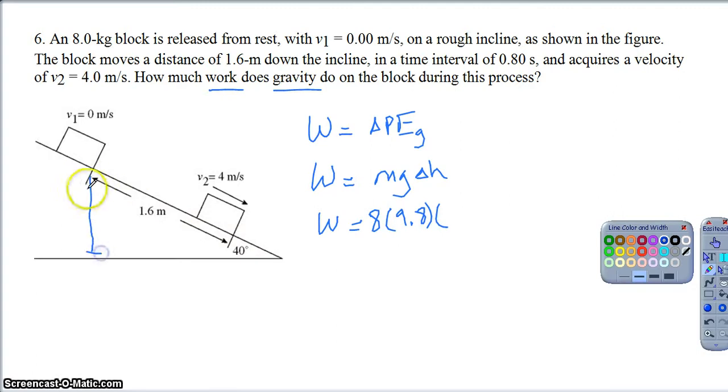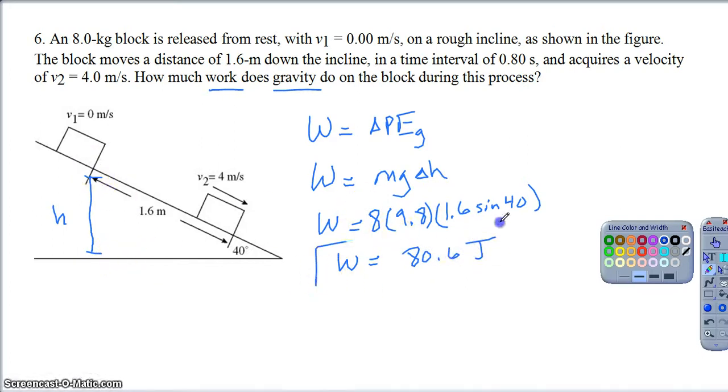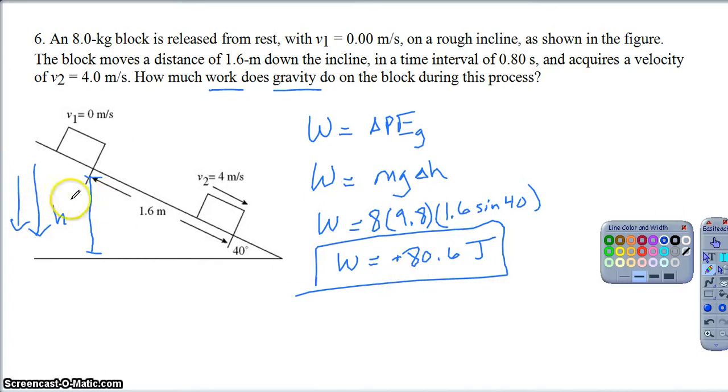The only thing you have to be careful about is the height. Because it's 1.6 meters down the ramp, we would do 1.6 meters times the sine of 40, and that would represent the height of the ramp. So my work ends up just being 80.6 joules of energy. That's how much work gravity did as it pulled it down. I would leave that as a positive because it has moved downward and gravity is pulling downward, so the work is positive because those are both going in the same direction. And again, we're just looking at that change in energy. So hopefully nothing too crazy with question 6 here either.